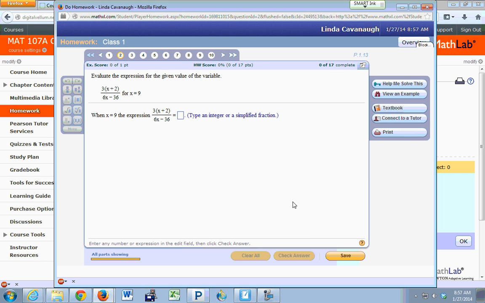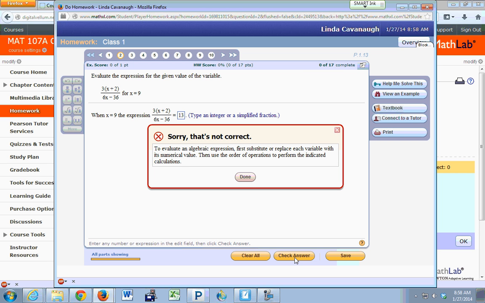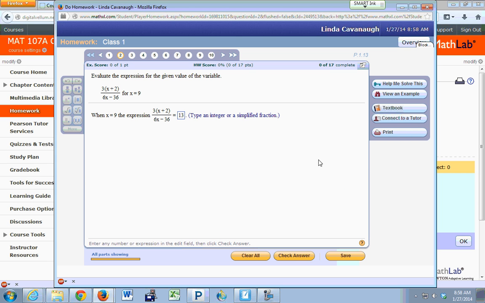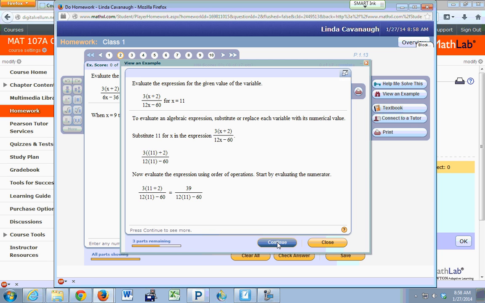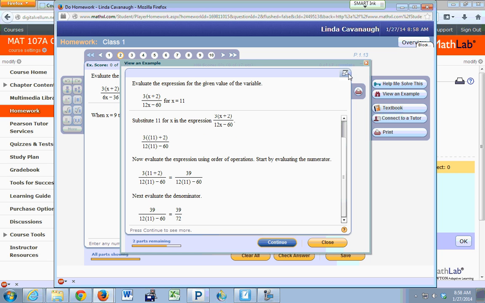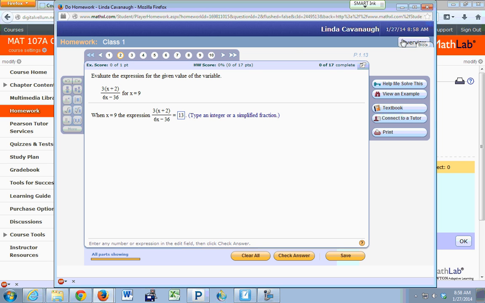So this is your second homework problem. It says put 9 in for x and find the value of that. So you type in the number here, and let's suppose I'm just going to make up a number, 13, just to make a mistake, and it will say check answer. Sorry, that's not correct. To evaluate an algebraic expression, first up, so they give you instructions. But let's say after reading that, you still don't know what you did wrong. You click over here, you can view an example. And there's an example, and you just keep hitting continue, and it shows you step by step what to do. So it's really cool, okay? Lots of help.